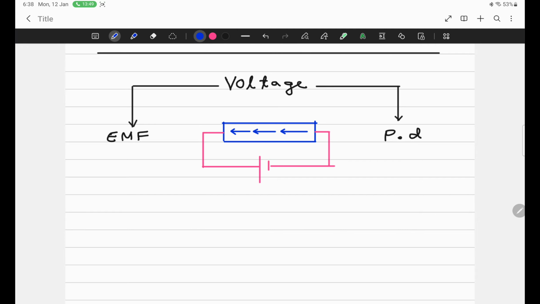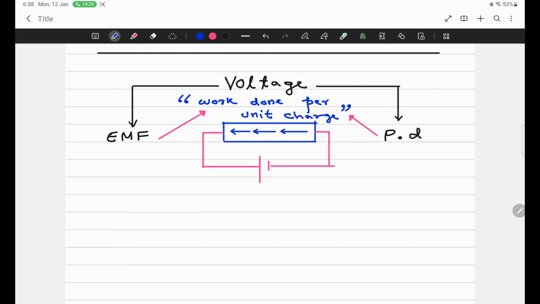And you know, we can use energy, we can use the term work done. So the proper definition in the textbooks is the work done per unit charge. The energy which drives electric charge, the work done to drive electric charge, it is called voltage, it is called EMF, it is called PD.